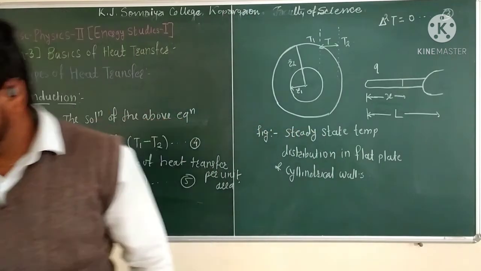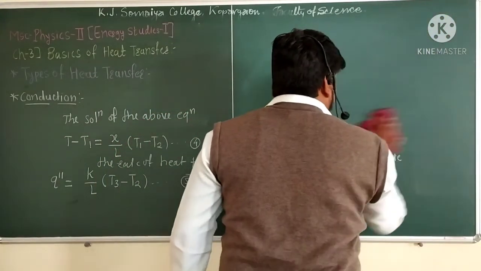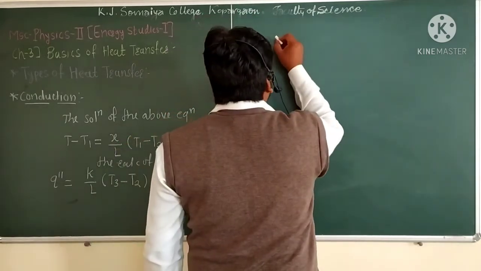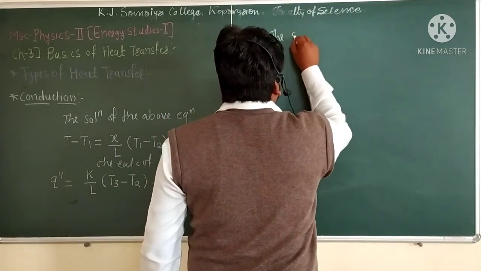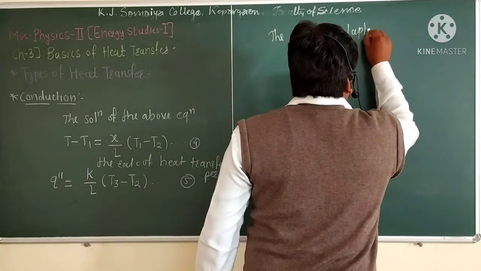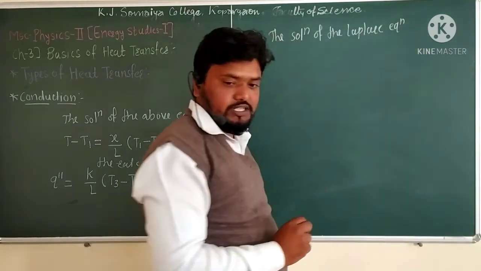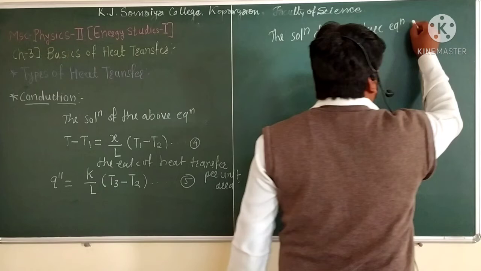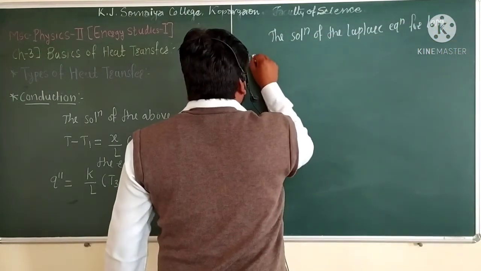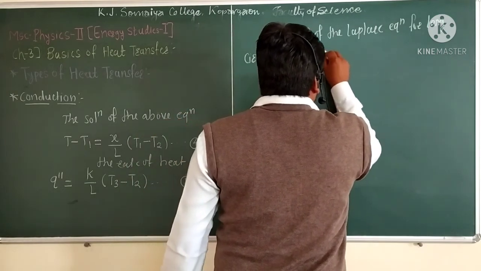And the solution of this Laplace equation for a long circular cylinder is given here. The solution of the Laplace equation, as given here for a long circular cylinder, is the following equation.